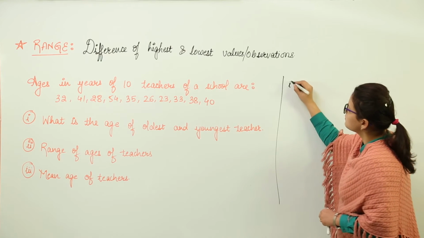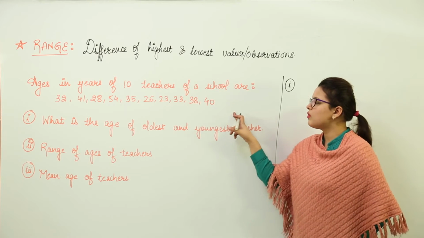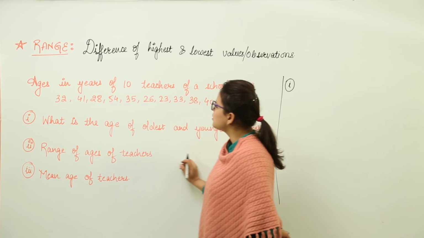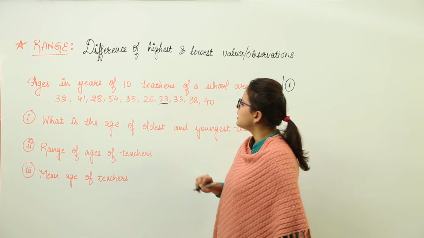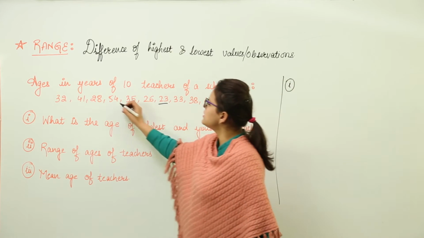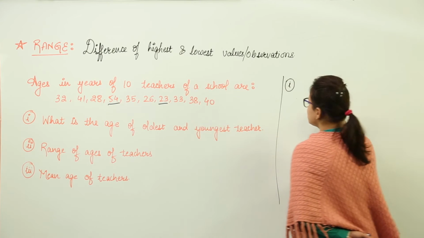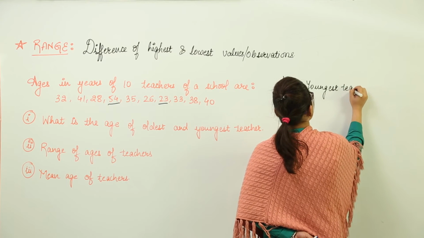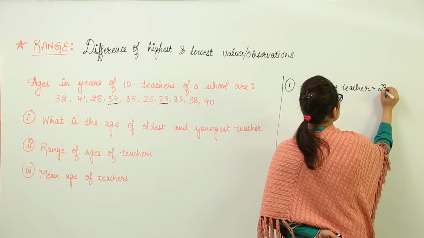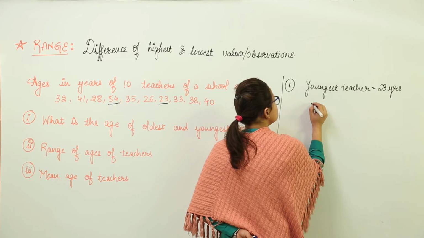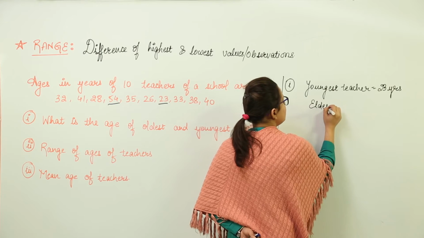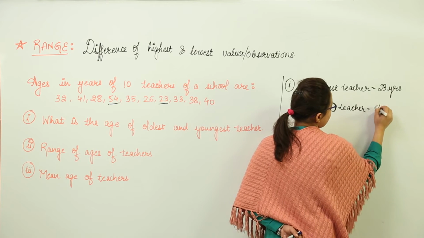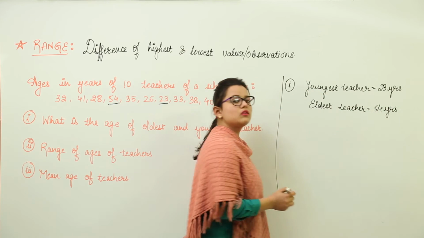So we will solve this here. First, can you tell me out of all these values what is the smallest and the largest value? Yes, the smallest value is 23, and the largest value is 54. So the youngest teacher is of the age of 23 years. Next is the eldest, or you can say the oldest one. The eldest teacher is of the age of 54 years. That is done for the first part.